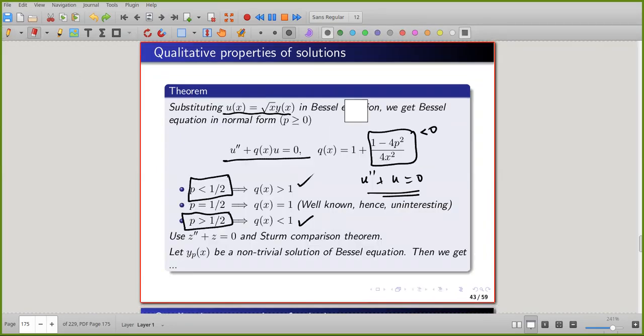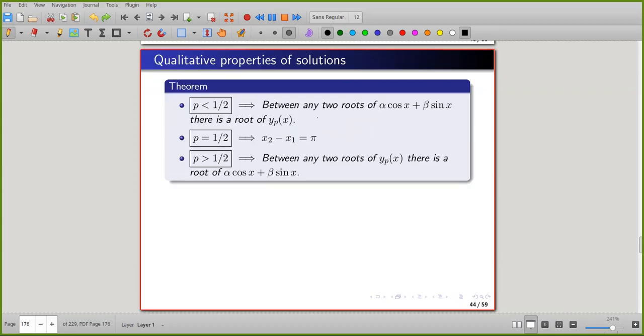Sorry. If p is strictly less than half, then q of x is strictly greater than 1. So in this case, q of x is strictly greater than 1, and in this case, q of x is strictly less than 1. So here, the smaller function is 1. We are looking at roots of z double prime plus z equals 0. So between any two roots of any solution of this, which are exactly functions of this type, there is a root of y_p(x). This case is not interesting, so let's just forget about this.